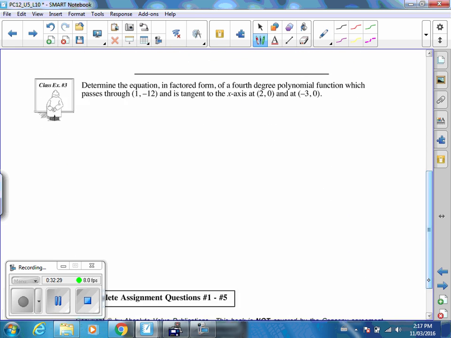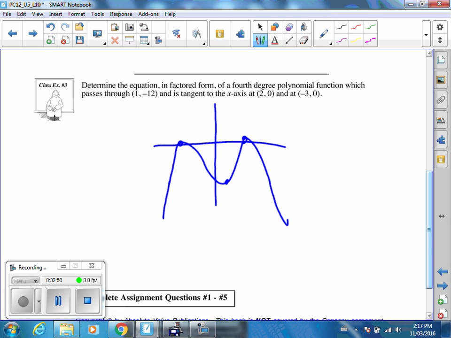And it should. Fourth degree polynomial passes through (1, negative 12) and is tangent to the axis. Again, I got to remember what that means. Tangent to the axis means it does one of these things. Where's (1, negative 12)? Over here somewhere. And it has a zero here and here, so it has to do something like that.